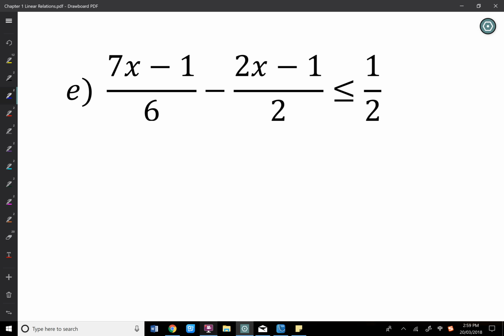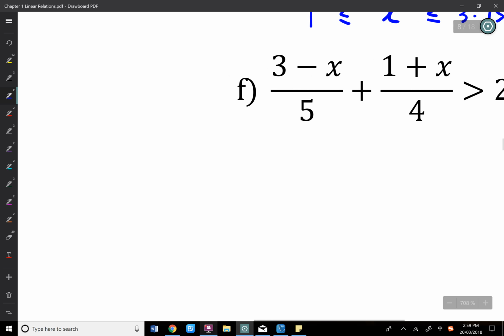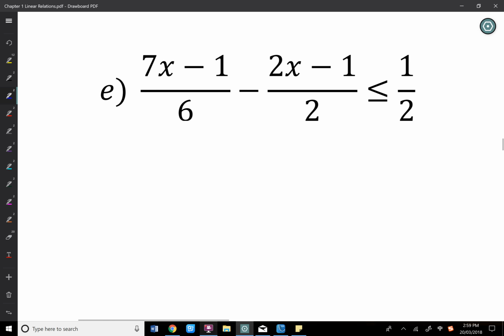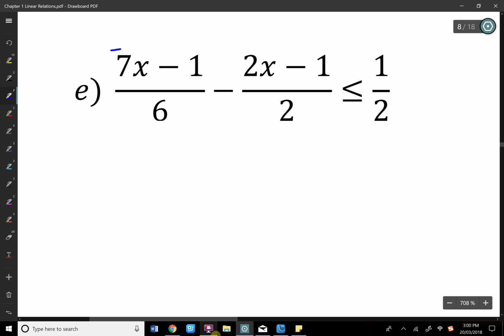E and F belong to one type. E and F are still the same: you only have one inequality sign. So let's do E. If that's an equal sign, what would you do? You can't cross multiply because there are two fractions on the left-hand side. So what's the lowest common multiple of the denominators? 6. Right? So I will times everything by 6.